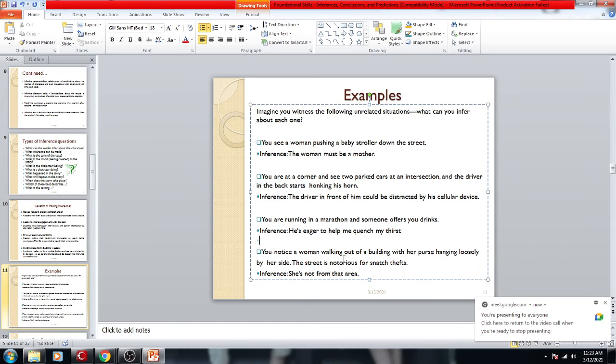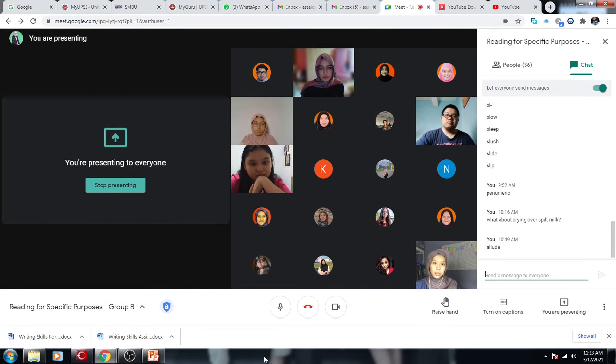You notice a woman walking out of a building with her purse hanging loosely by her side. The street is notorious for snatch thefts. A woman hanging her handbag loosely, probably chewing gum, and walking on a street that is known for snatch theft. What can you infer about this woman? That she must be stupid? What can you infer about this woman?